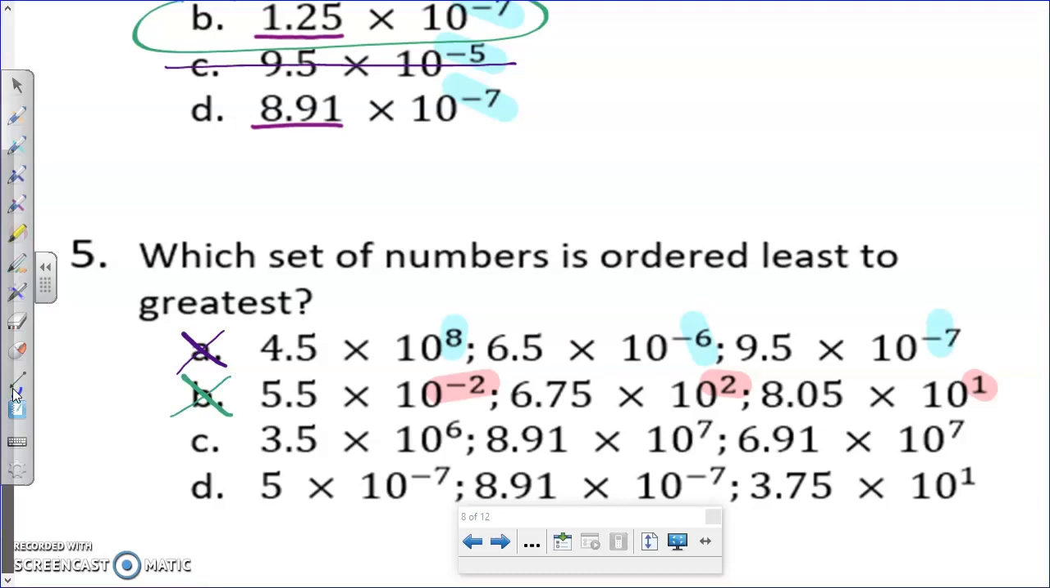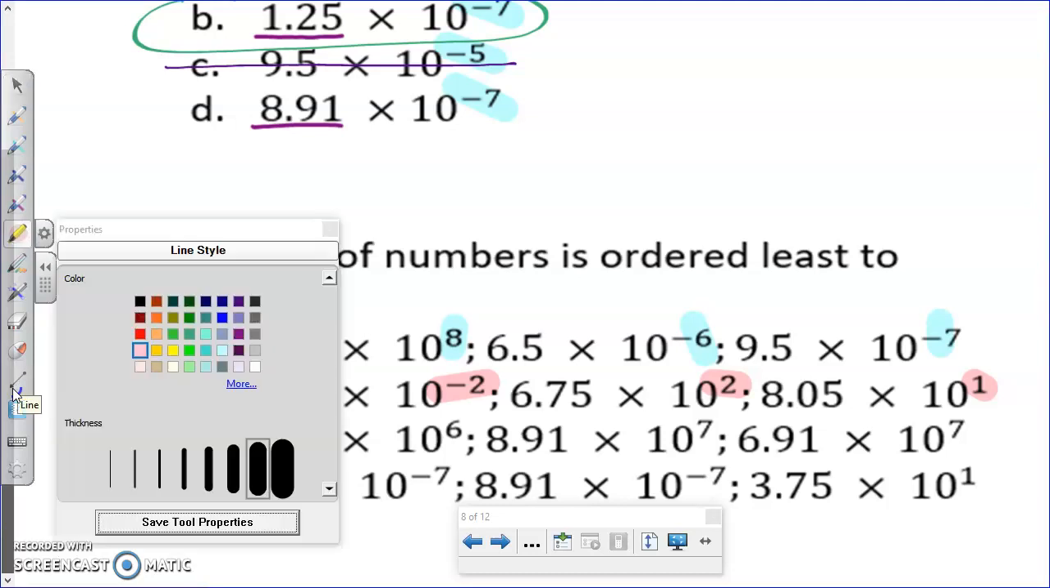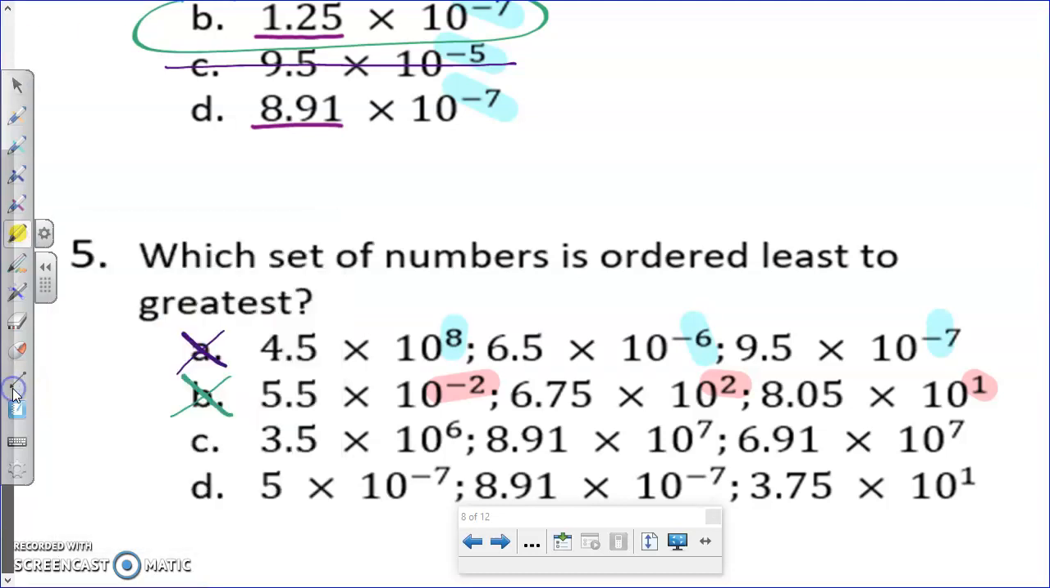So then I'm going to try and do the same thing for C. So let me change color. I have 6, 7, 7. Well, so far it looks right, but now I need to check the decimal. 8.9 is not less than 6.9, so it cannot be C, so it has to be D.